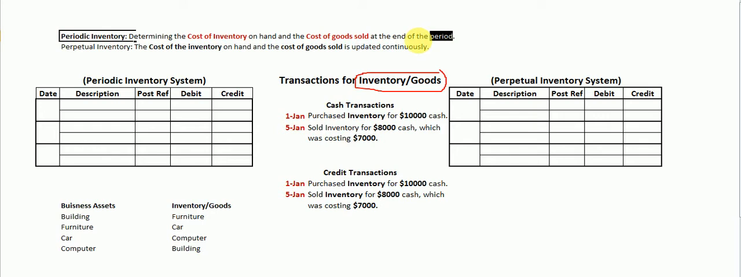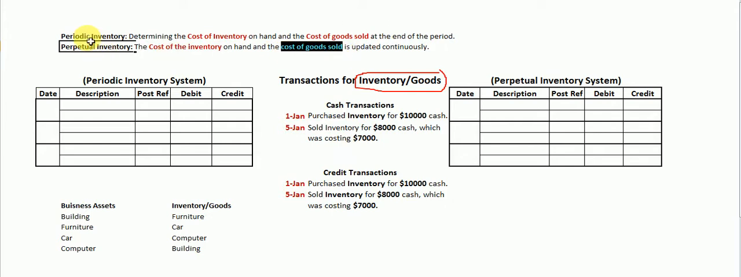But in the perpetual inventory system, you can figure out the cost of inventory on hand and the cost of goods sold, you can know their value, their cost, continuously. This is really important. It means anytime you sell the goods or inventory, under the perpetual inventory system you can know how much is the cost of inventory at that time and how much is the cost of goods sold at that time.